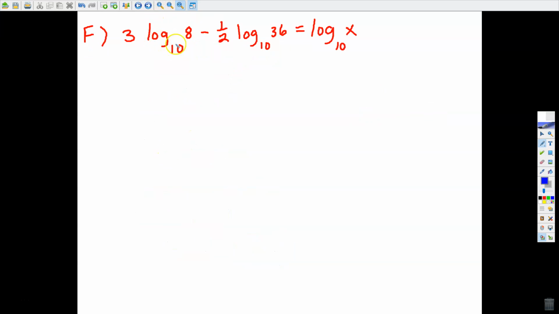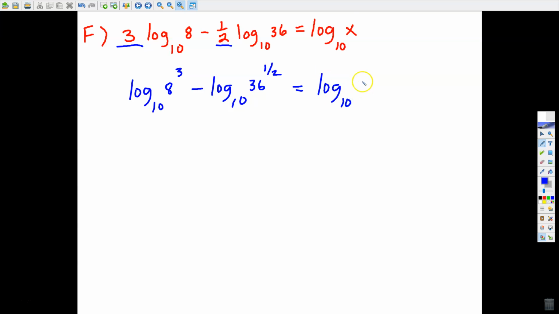So we cannot join logs together until we take care of these numbers. And so that's what the power property allows us to do. So this would be log base 10 of 8 to the third power. And this will be log base 10 of 36 to the 1/2 power. And then over here, of course, nothing needs to be done yet. Okay, so two logs that are being subtracted can be put together using division.